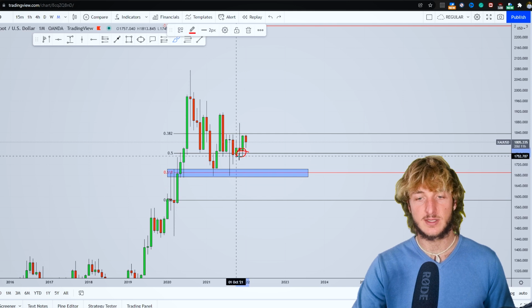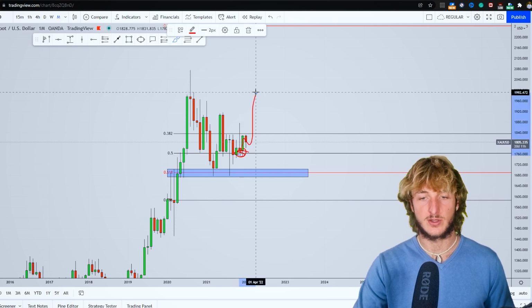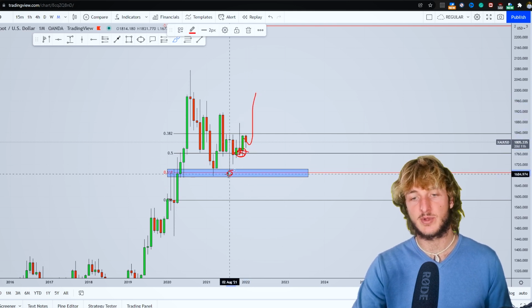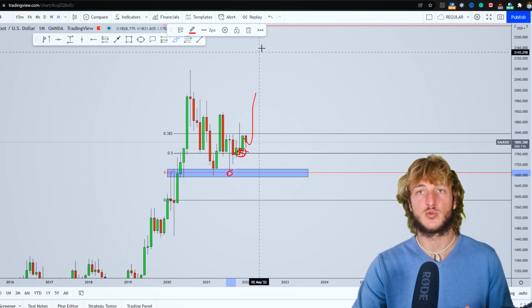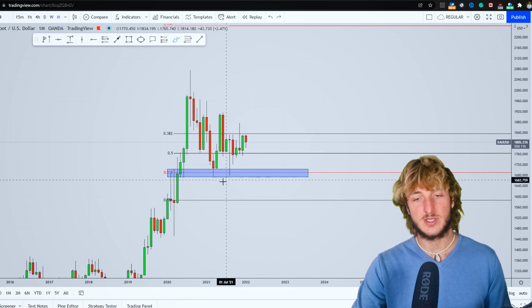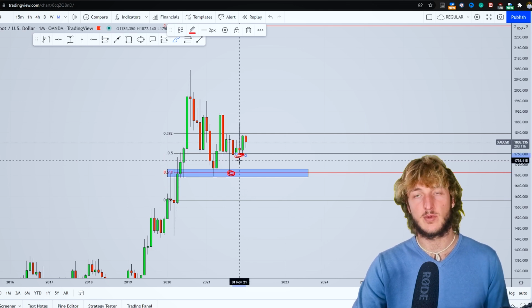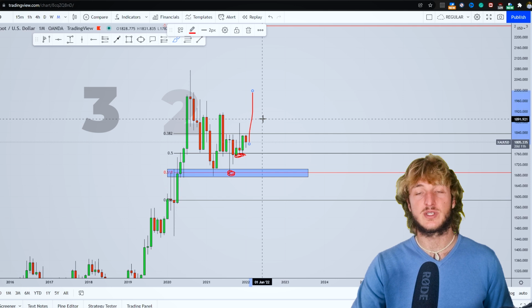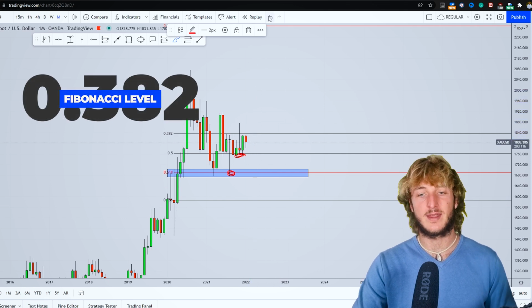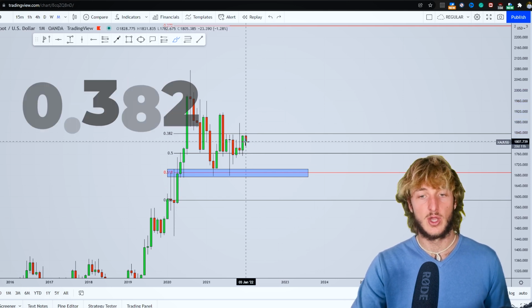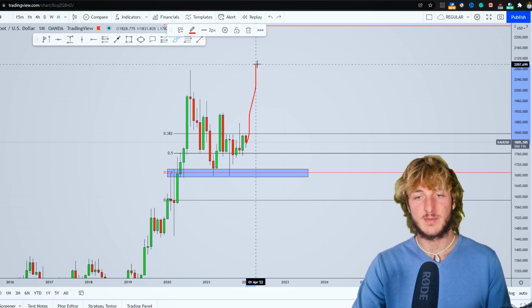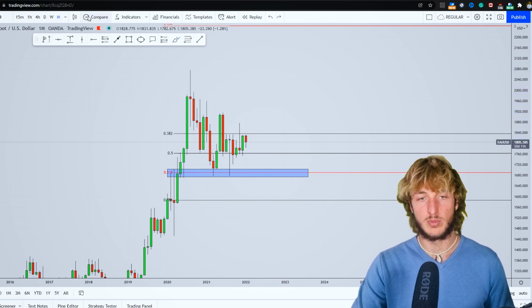At the moment, we're testing the 50% and obviously rejecting it to the upside. So basically what is happening is that we're testing the Fibonacci levels one by one. And usually when you see this, basically the market creating higher lows in testing the Fibonacci levels, at some point you expect a break above the 0.32 and the continuation to the upside. So from a long-term perspective, by looking at the monthly, everything seems quite bullish.